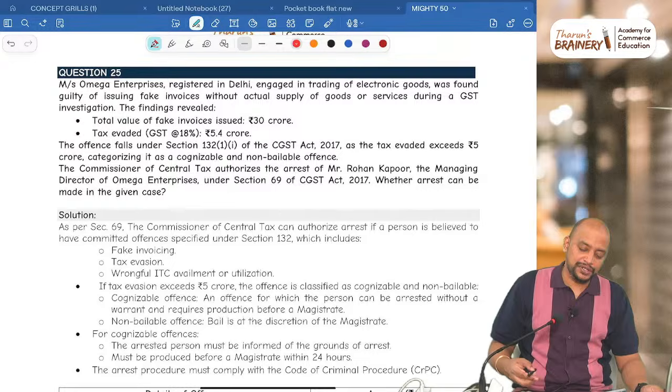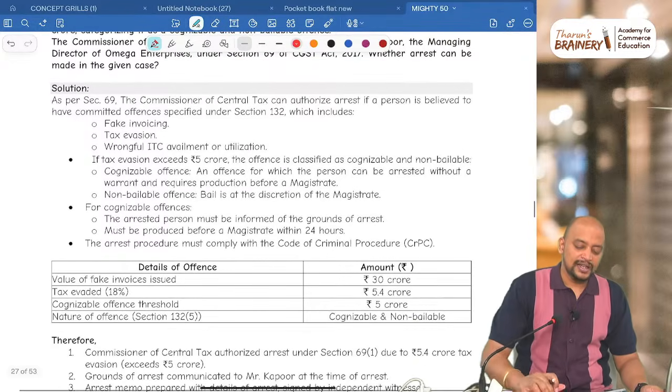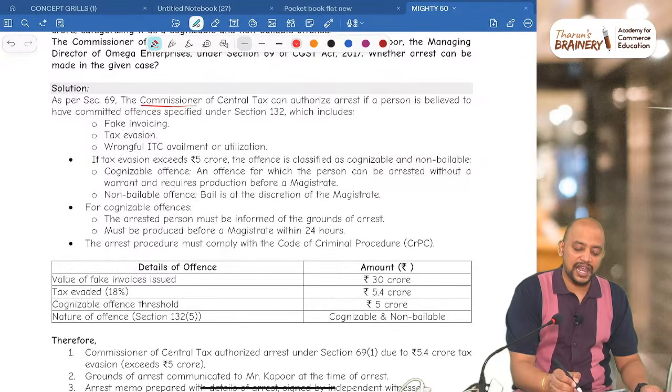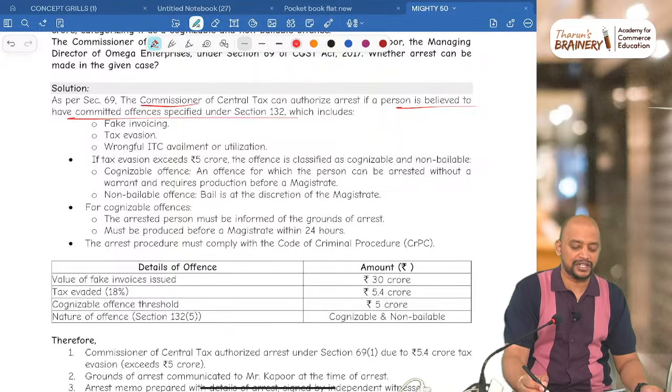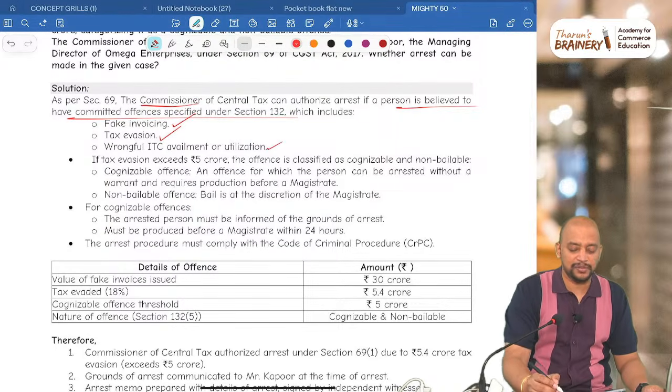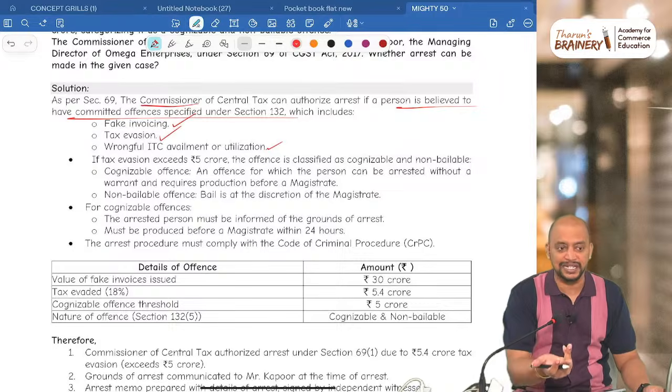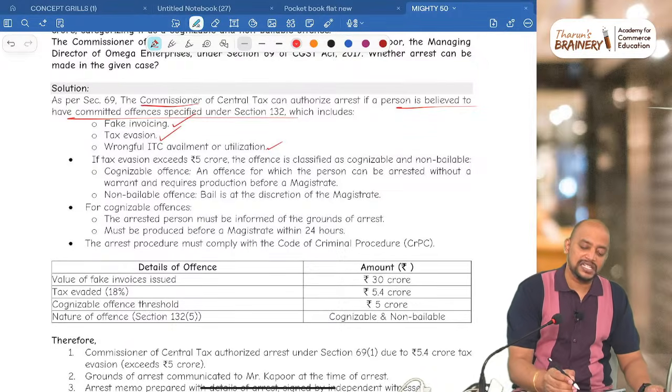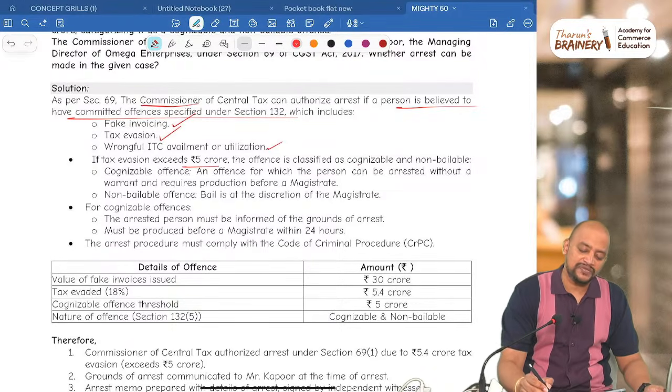So, first you need to write as per 69. The Commissioner can authorize arrest if a person is believed to have committed the offences under 132, which include invoicing, ITC default, or collected an amount as tax not paid within 3 months. But in this case, that point is not applicable. It is ITC default. If tax evasion exceeds 5 crores, the offence is classified as cognizable and non-bailable.